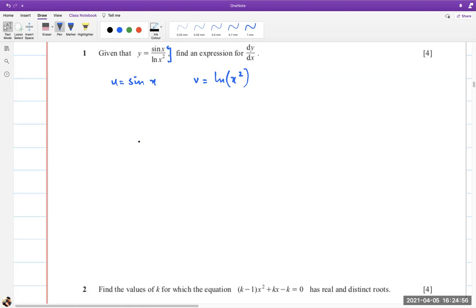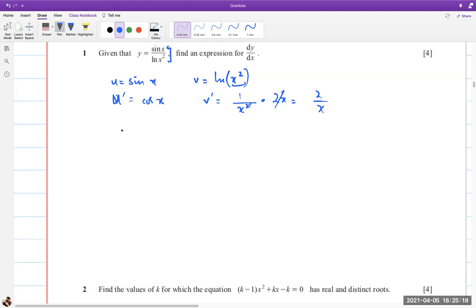Now the next thing is, what is u prime for sine x? It's going to be just cos of x. But v prime is going to be 1 over whatever is inside here. So that's 1 over x squared times the derivative of this function, which is 2x. So I end up with this x cancels out, so 2 over x is my v prime.